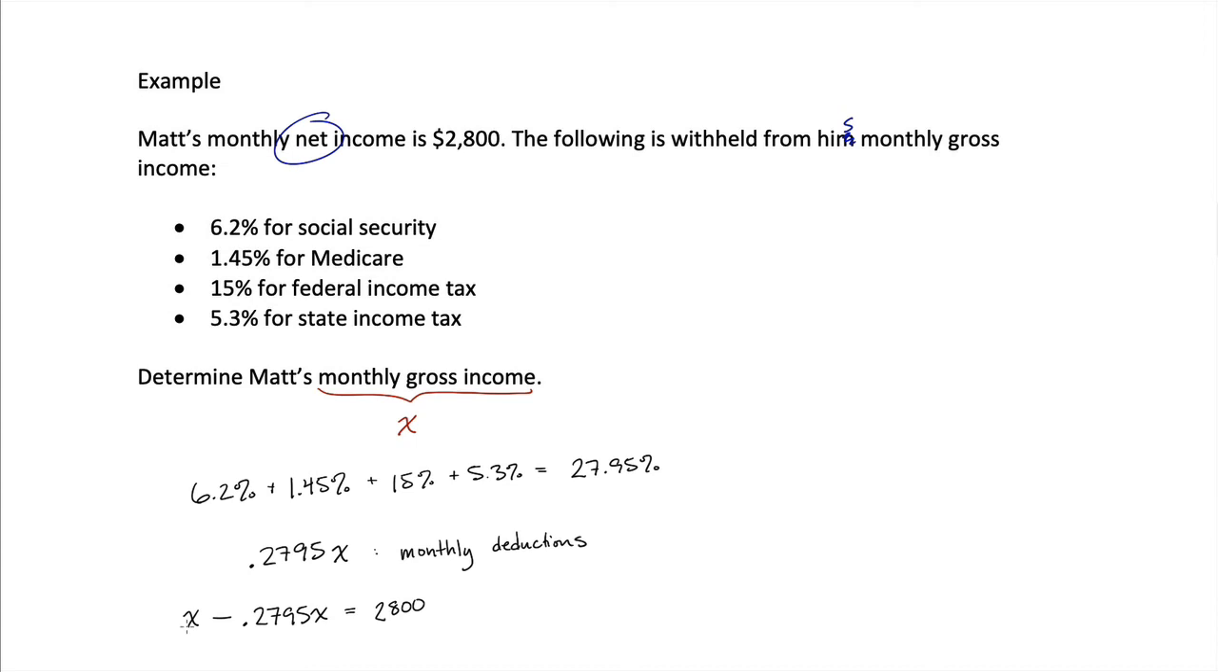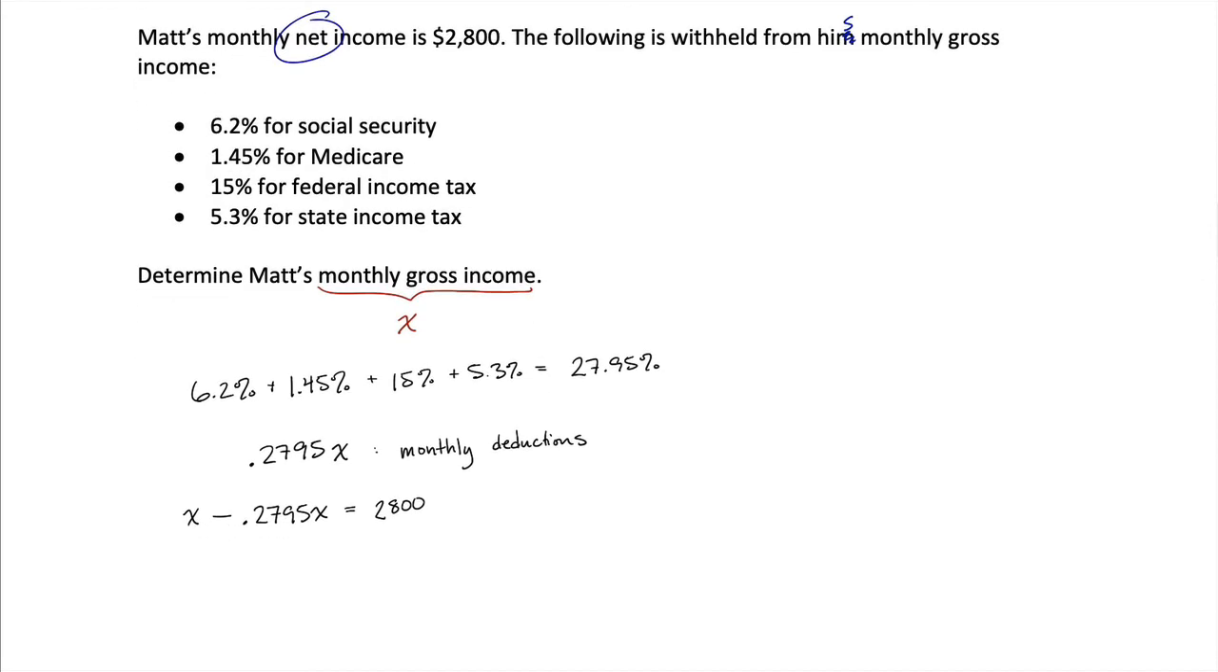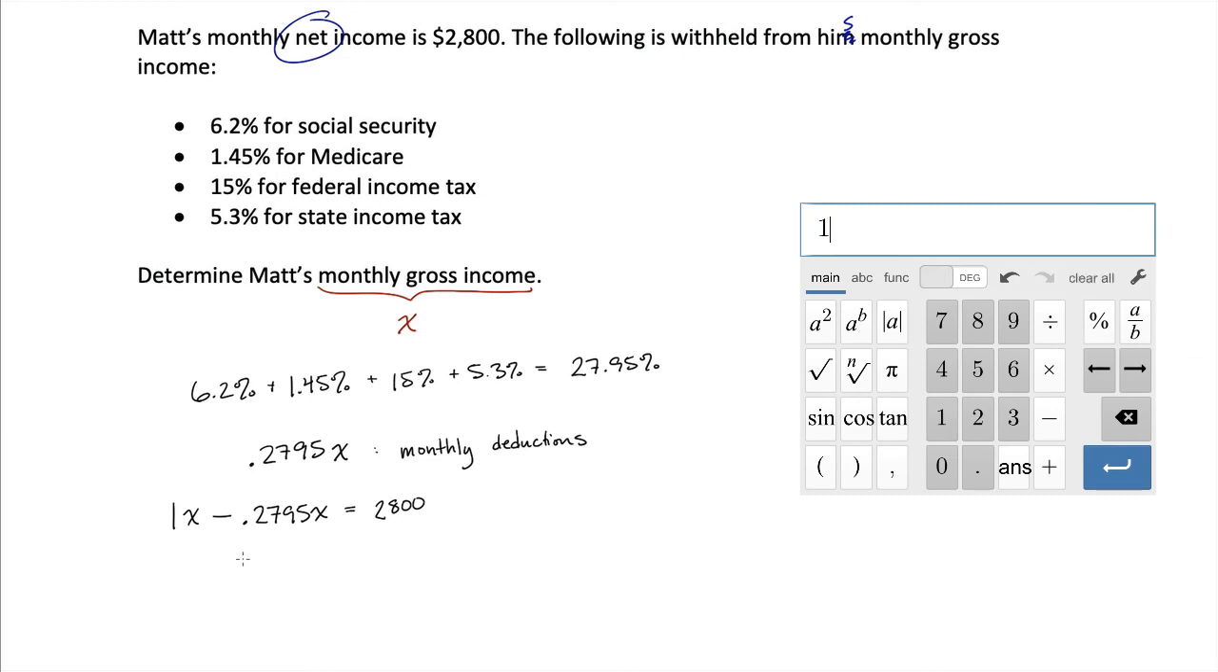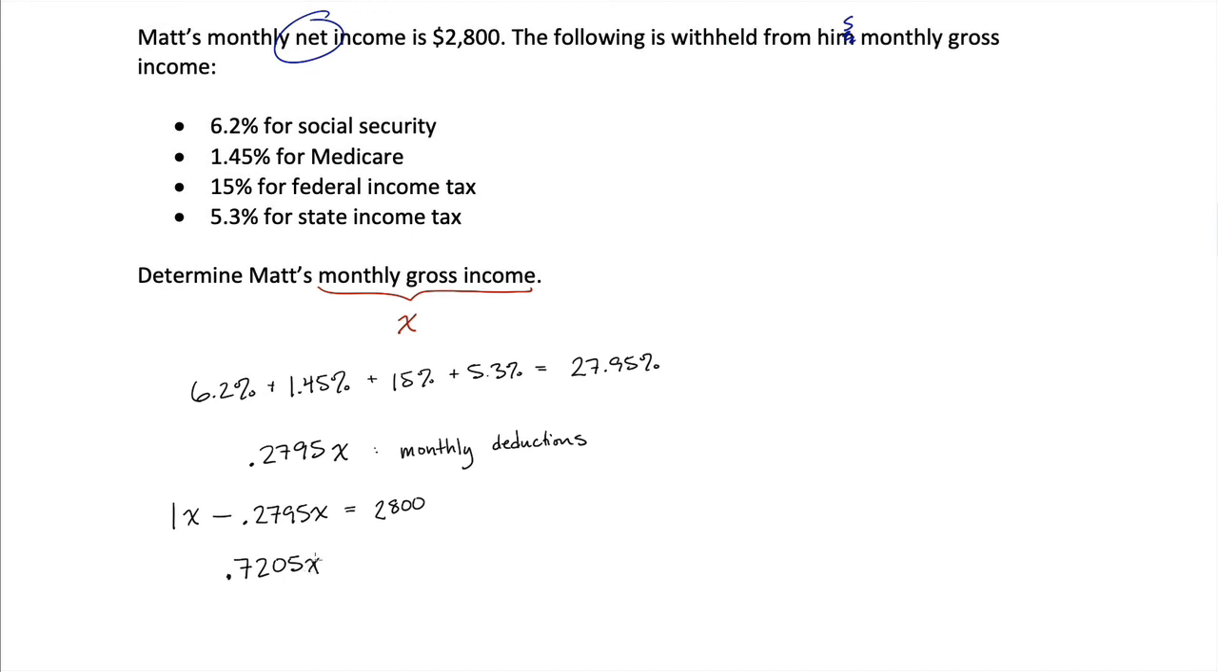All right, so what we need to do now is combine these terms on the left. Now, when I see just X, that's the same thing as 1X. So I need to do 1X minus 0.2795X. I can do that in my calculator, or I can just do it in my head. Let's go ahead and look at the calculator for this. So we just do 1 minus 0.2795, and I get 0.7205.